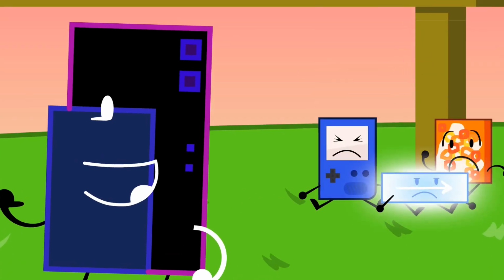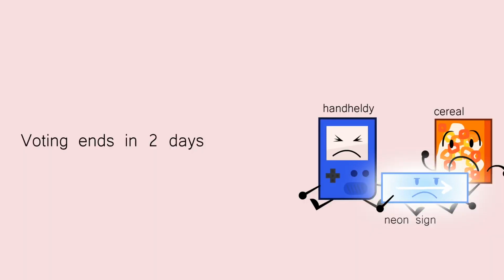Okay. Neon Sign, Cereal, and Handheldy are up for elimination. Vote for any one of these contestants to be eliminated. Voting ends in 2 days.